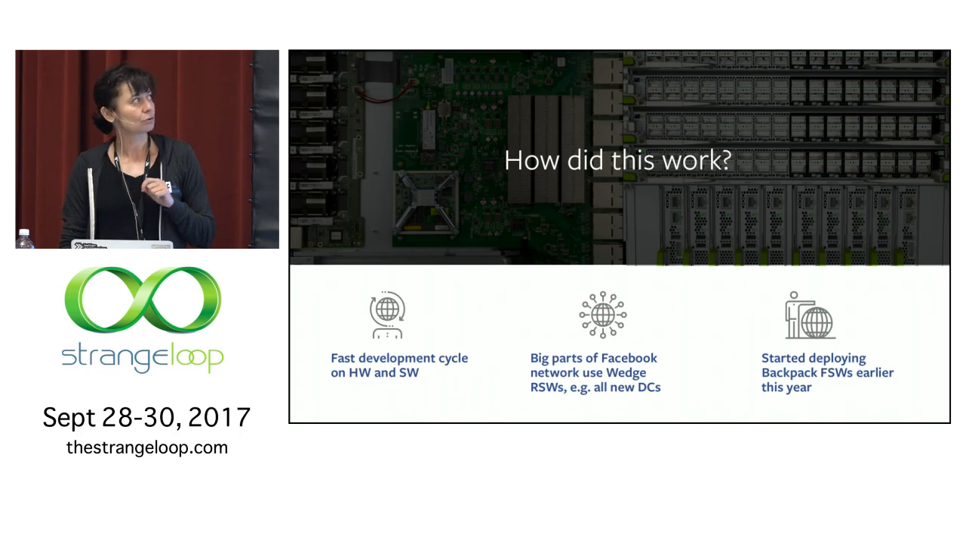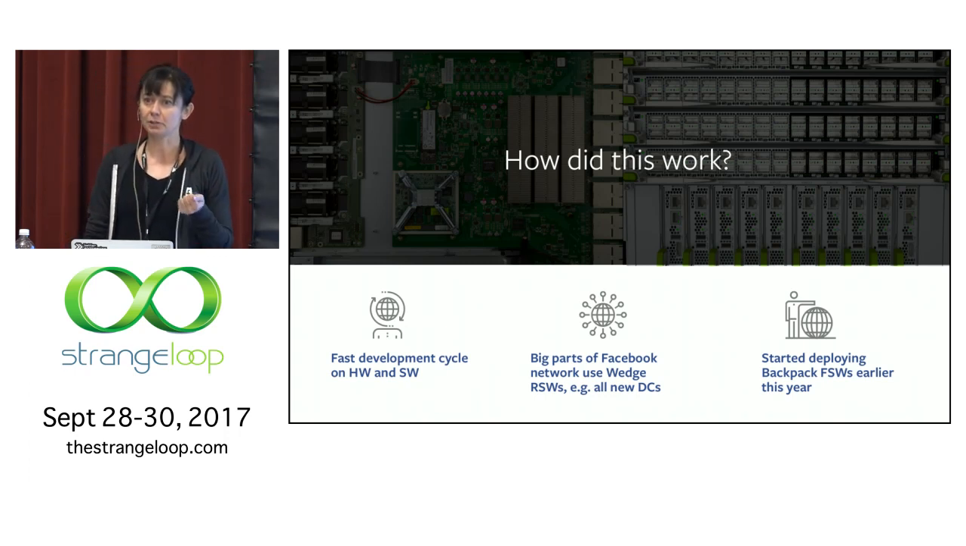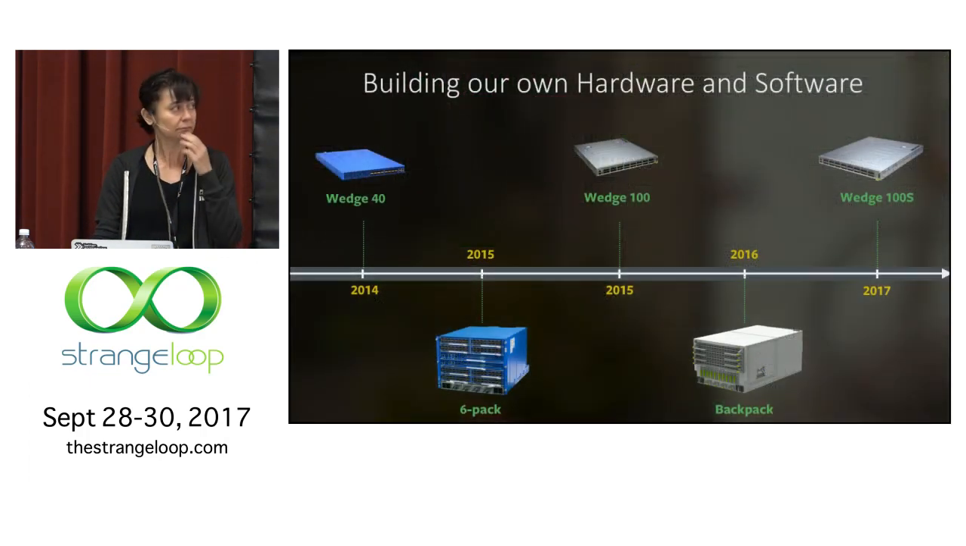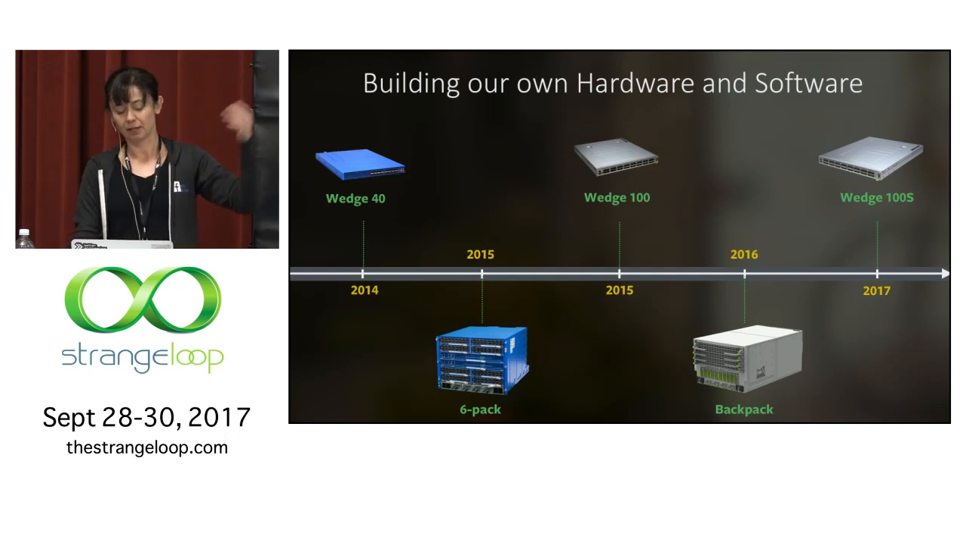And then we decided a while back to move to the next layer in the network topology, the fabric switches. We developed those, and we call them backpack. We started deploying them in production earlier this year. So it worked pretty well. This is the time frame of how this happened.